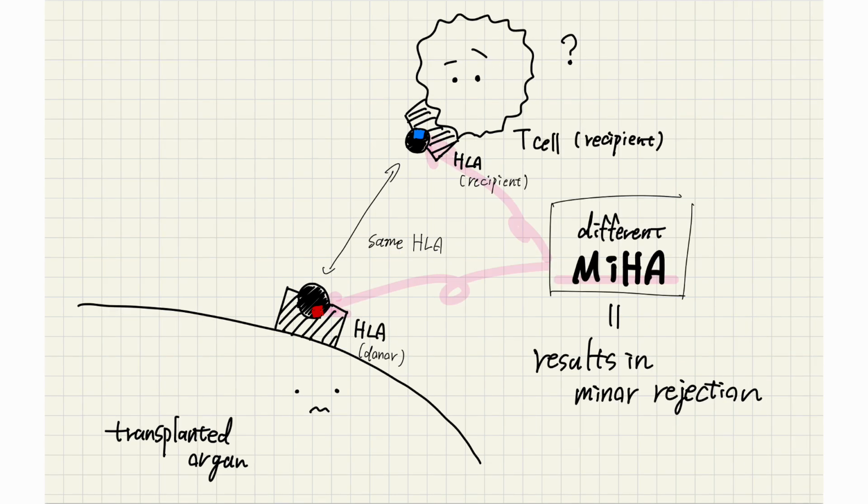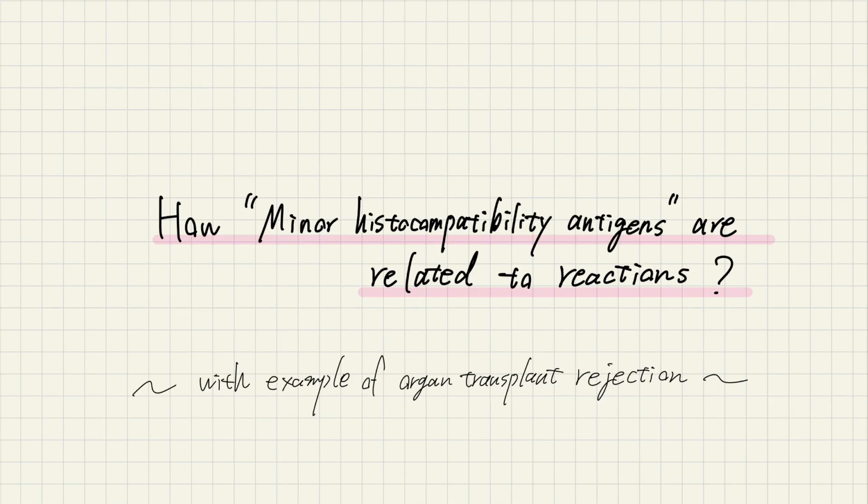This is where minor histocompatibility antigens come into play. If the amino acid sequence of the MiHA that binds to this HLA is different, it is recognized by the T cells as non-self, resulting in minor rejection. Next, how MiHA is involved in the response is explained using the example of organ transplant rejection.